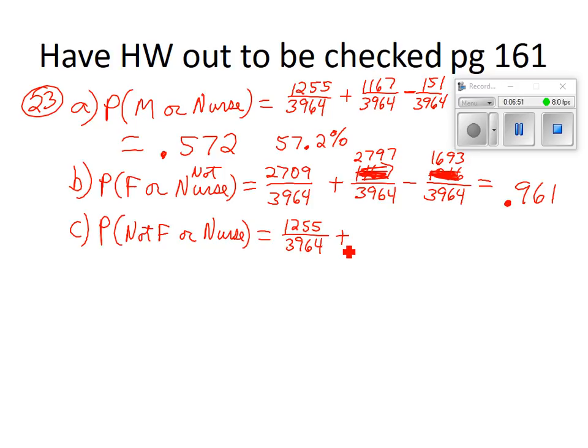If you were a nursing major, 1167 out of 3964. Then we have to subtract off the overlap. I wrote down not female, right? We want those people who are not female, so the males that are nursing majors, we're going to take that away. So how many males are nursing majors, out of 3964? Do that. 0.572.